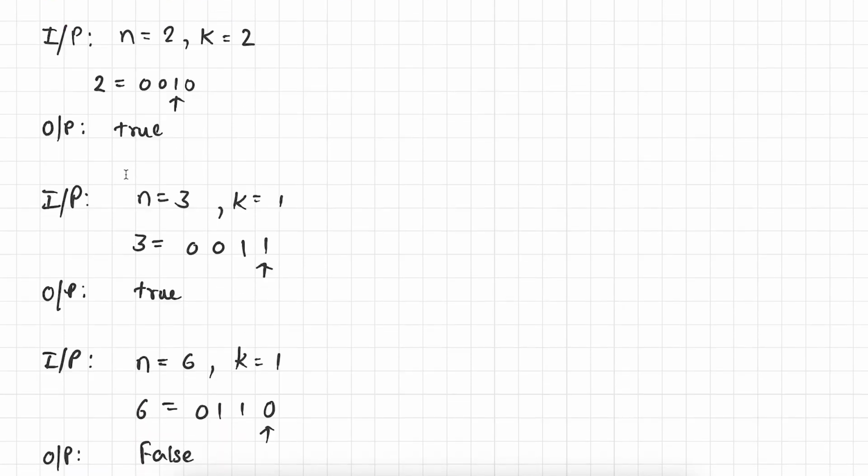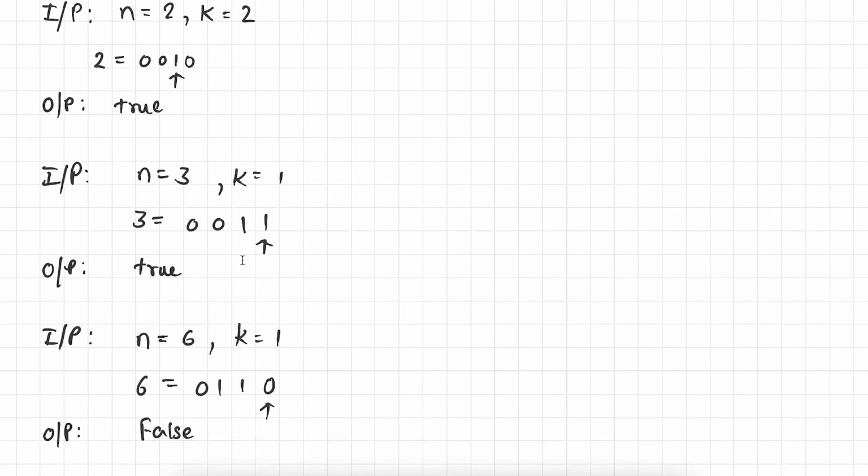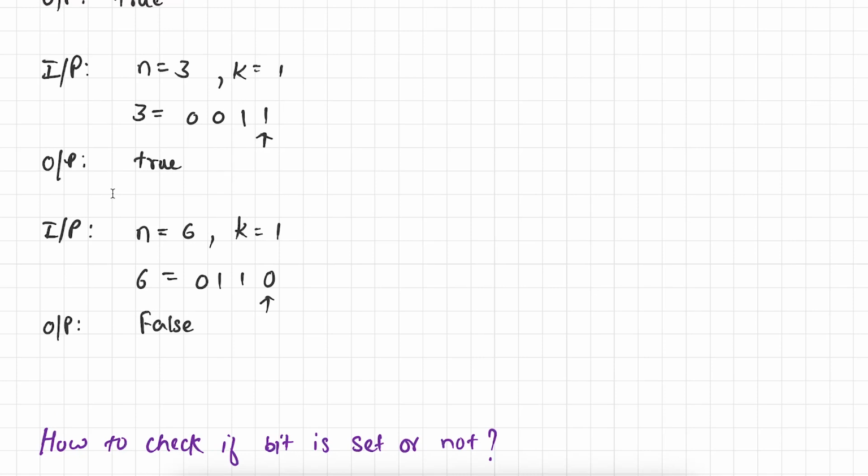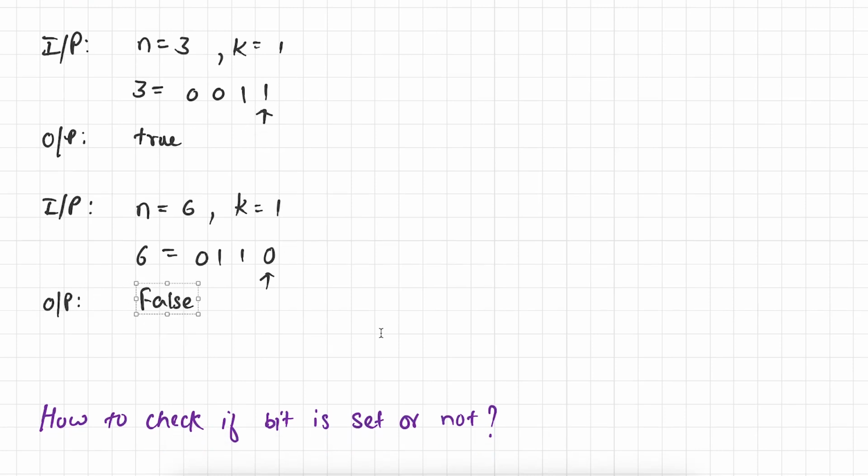Next example is n equal to 3 and k equal to 1. Here our task is to find if the first bit is set or not. The binary representation of number 3 is 0011 and the first bit is set, so the output is true. In the next example, the number is 6 and k is equal to 1. Here the first bit is not set, so the output is false. So let's pause this video and think about a solution to solve this problem.